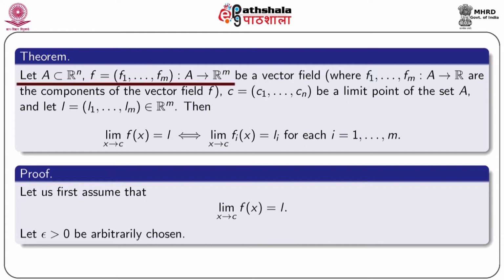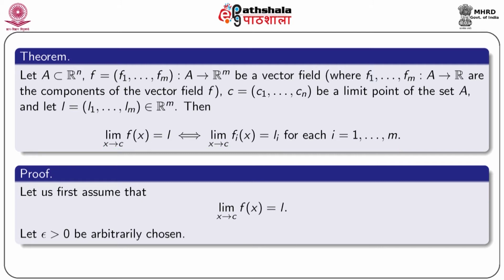Let A be a subset of Rn. F is a vector field defined on A. The codomain of F is Rm. So, we assume the components of F are f1, f2 up to fm. We also assume that c equal to (c1, c2, up to cn) is a limit point of the set A, and L equal to (L1, L2, up to Lm) is a member of Rm. Then the limit of f(x) equal to L as x approaches c, if and only if the limit of fi(x) equal to Li as x approaches c for every i equal to 1 to m.